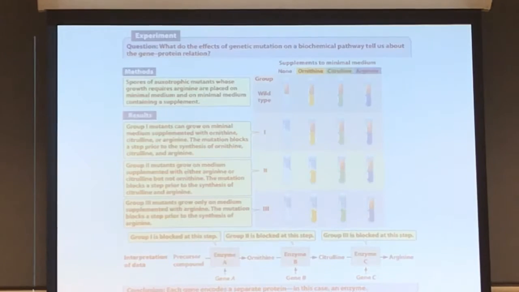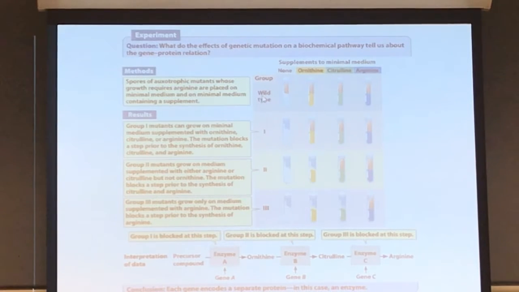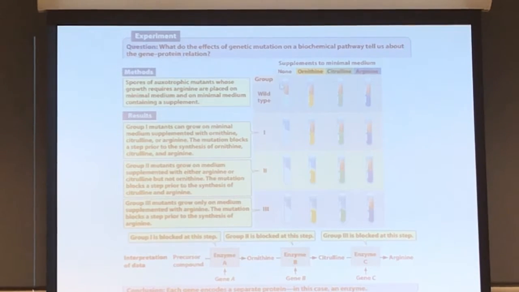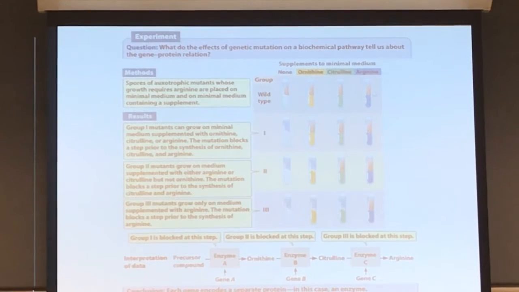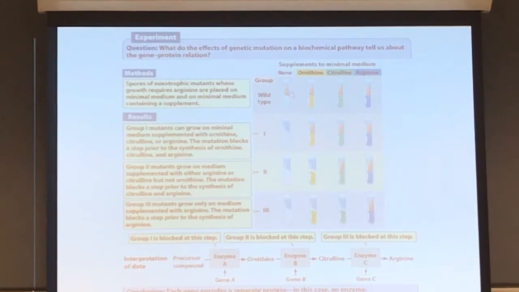As shown in this image, you see this is wild type. Wild type Neurospora can grow on just minimal media. I mean, it can grow on minimal media with other precursors for arginine, so they grow on all of them. You see the brown ones?